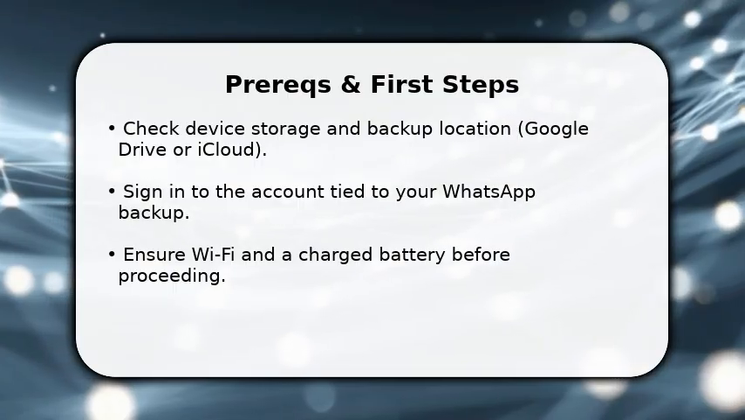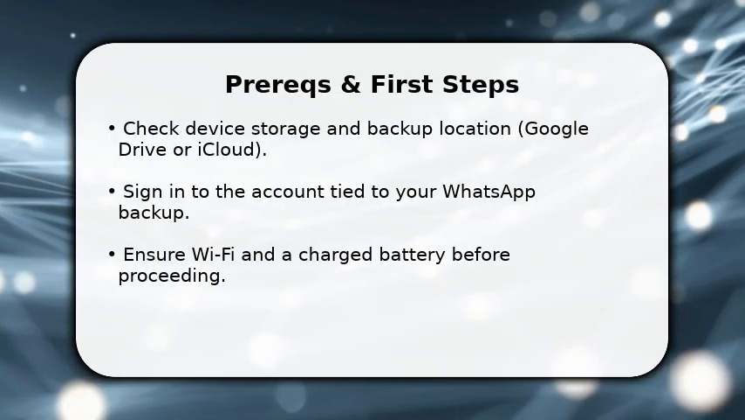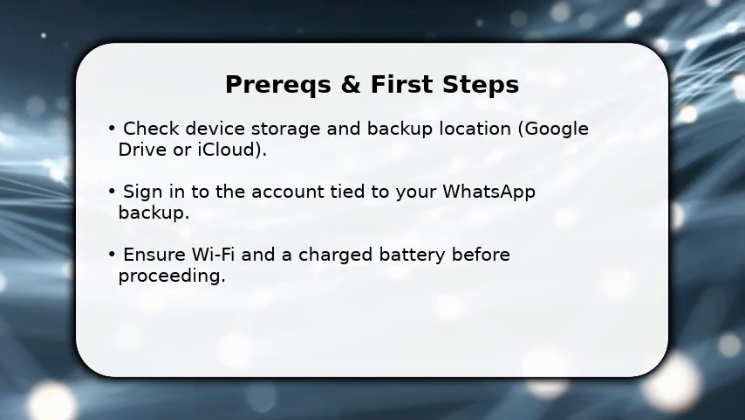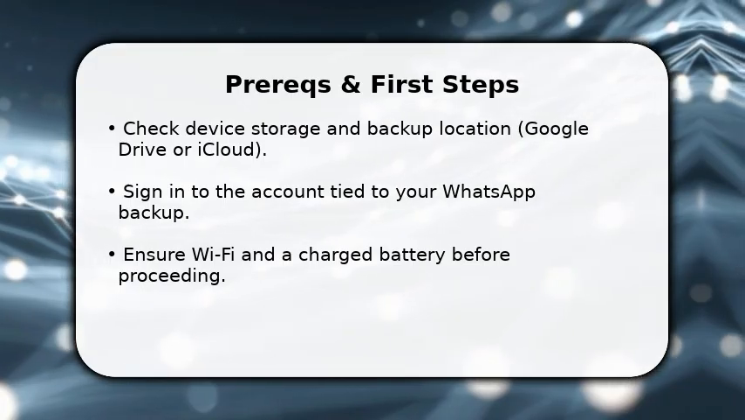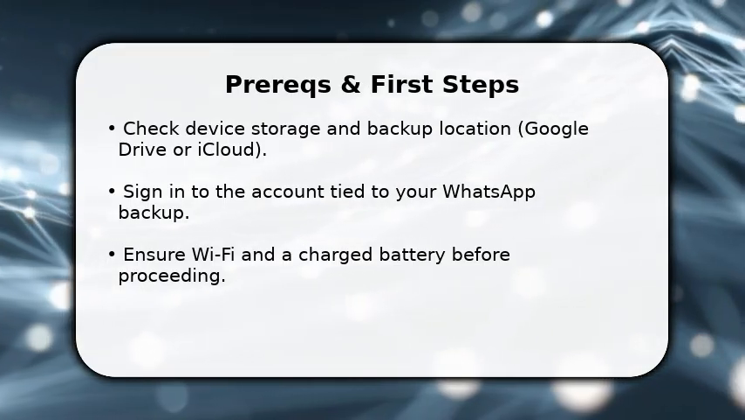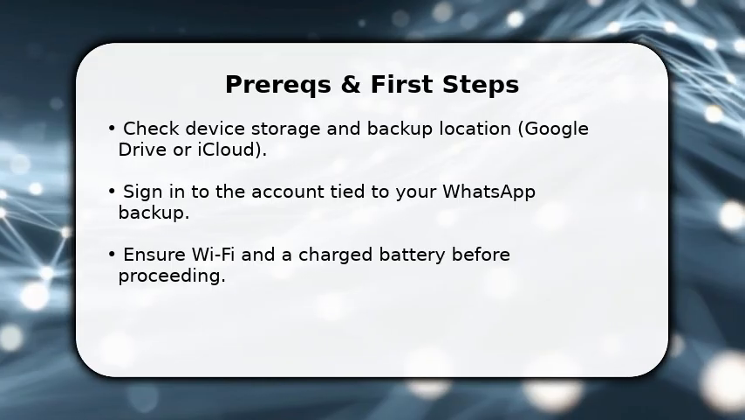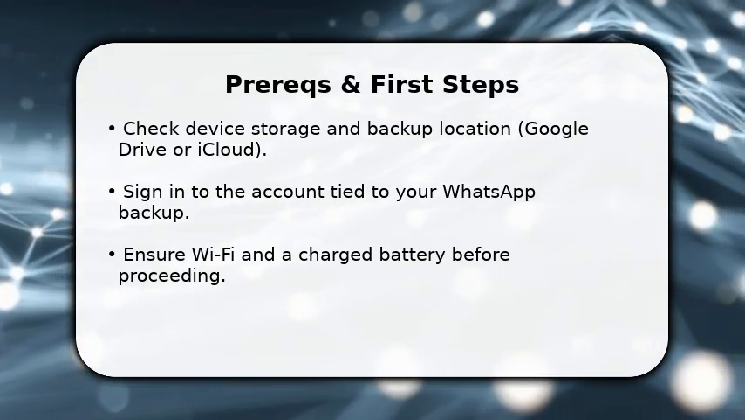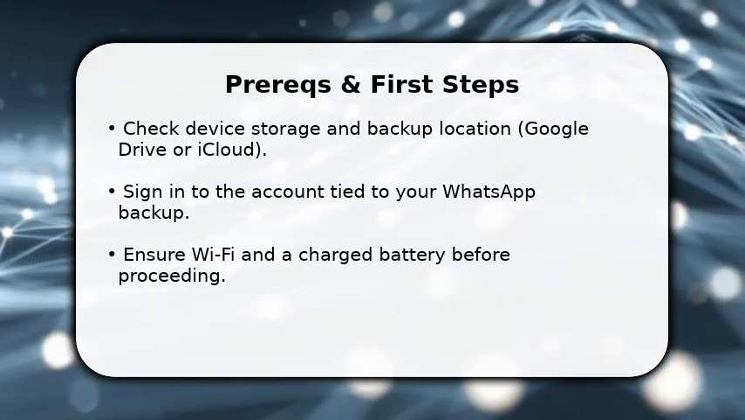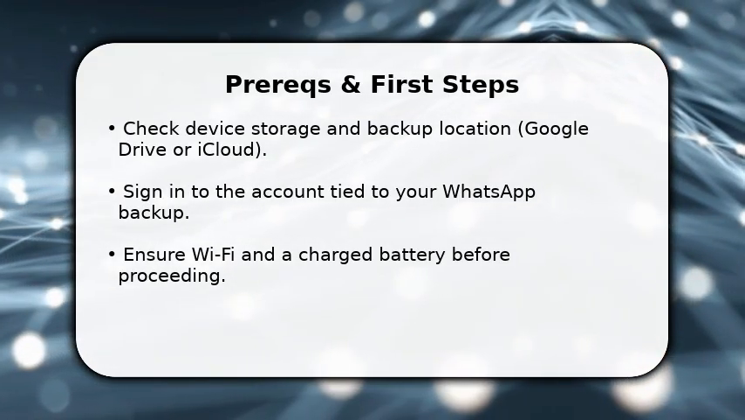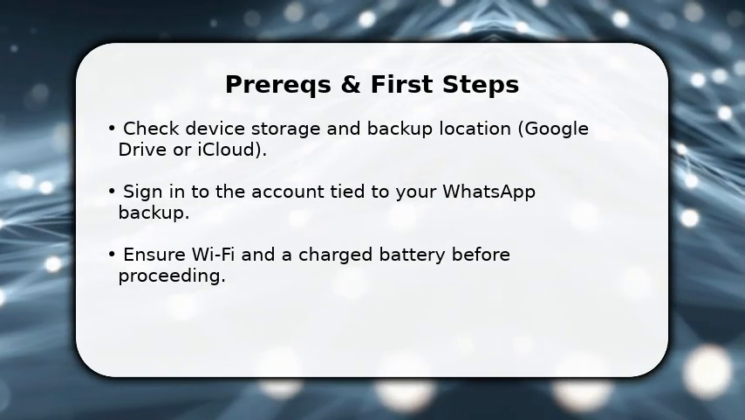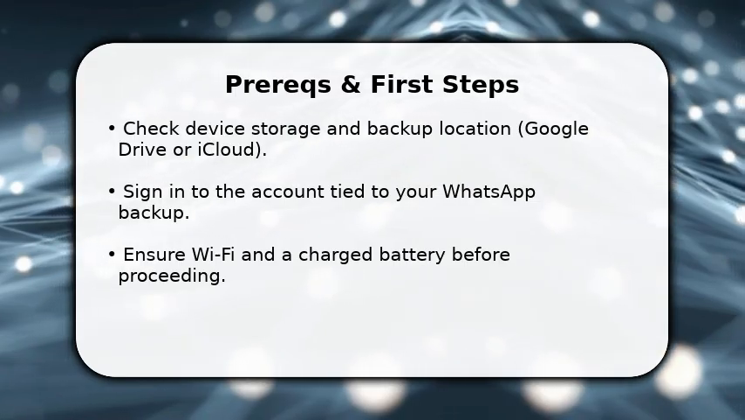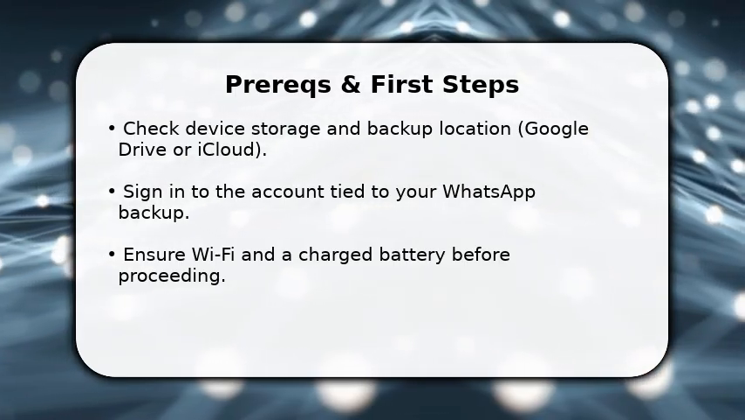You'll start by confirming where WhatsApp stores backups and that you control that account. Sign into Google Drive or iCloud and locate the WhatsApp backup entry. This is necessary because deleting from the phone alone won't remove cloud copies. Once signed in, turn off automatic WhatsApp backups in the app settings so no new copy is created while you remove data. Make sure Wi-Fi is stable, then move to account-level deletion to permanently remove the backup.